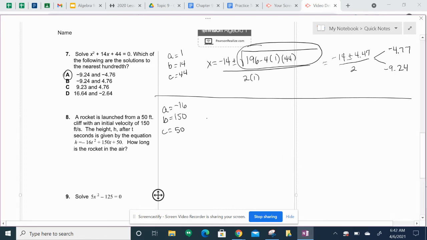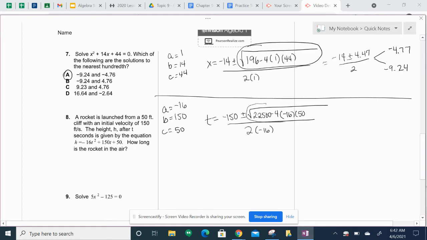So in this case, instead of x, I'm going to say t is equal to opposite of b, so negative 150 plus or minus the square root of b squared, so 150 squared is 22,500 minus 4 times a, which is negative 16, times c, which is 50, all divided by 2 times a, which is 2 times negative 16. When I put this into my calculator, I end up with an answer of 160.31. Again, I rounded.